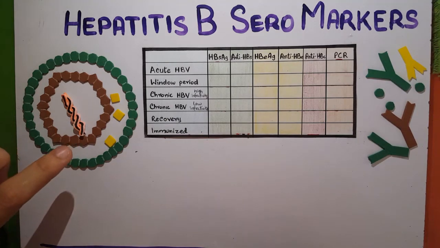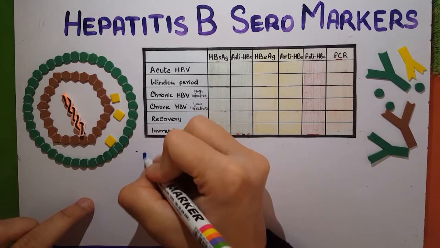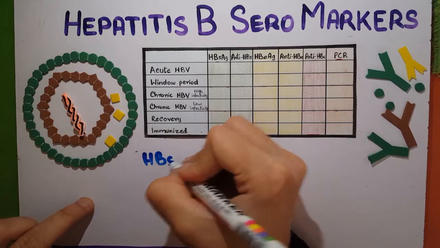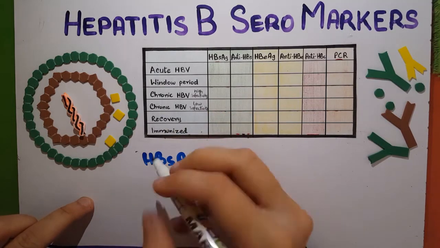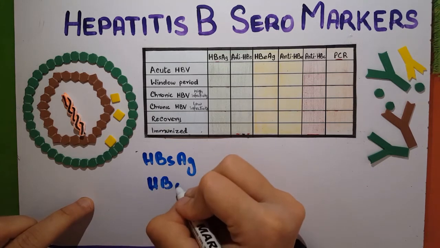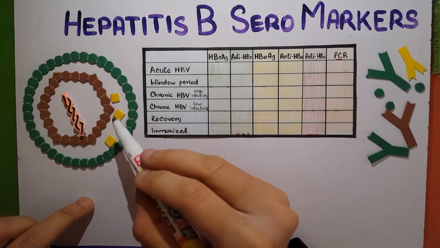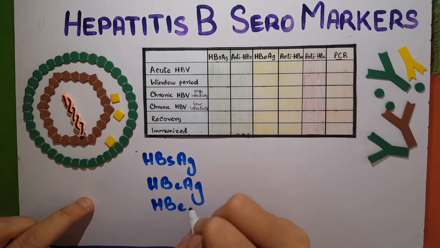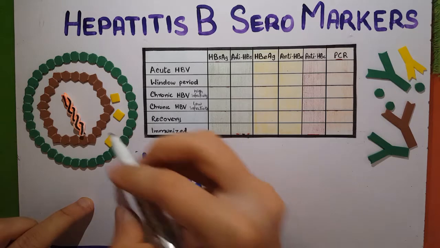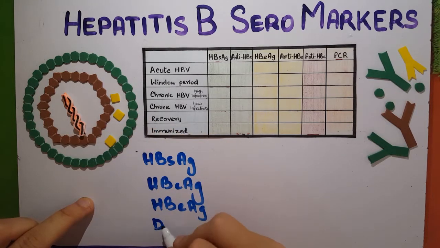So in this structure, let's see what we have. We have Hepatitis B surface antigens, these green ones. Then we have these brown ones, Hepatitis B core antigens. And then we have these yellow ones, Hepatitis B E antigens, and then we have the Hepatitis B virus DNA.